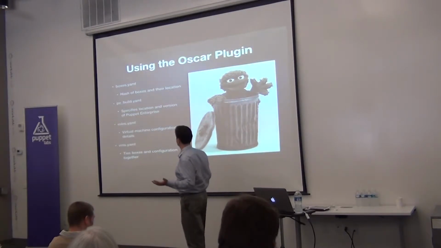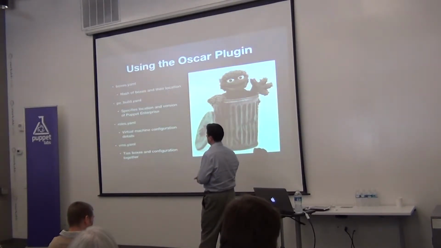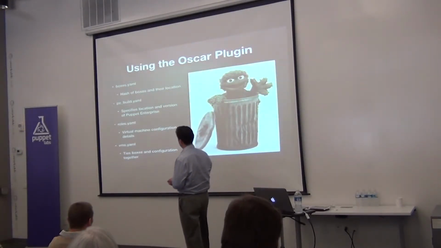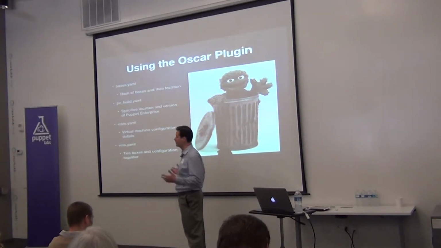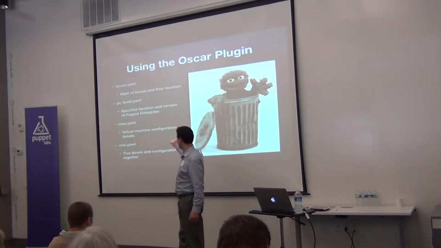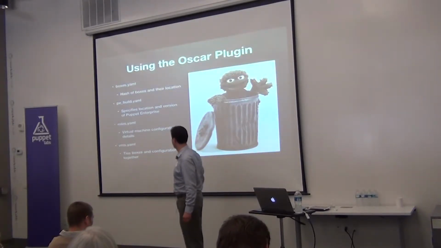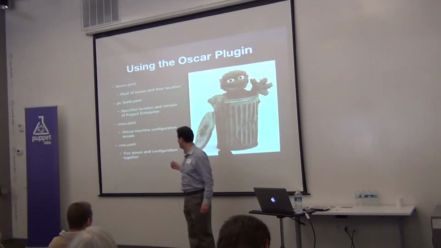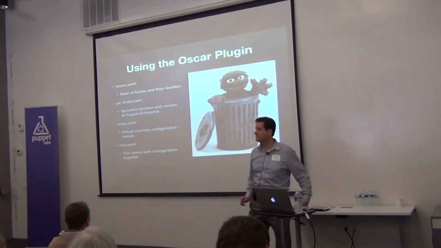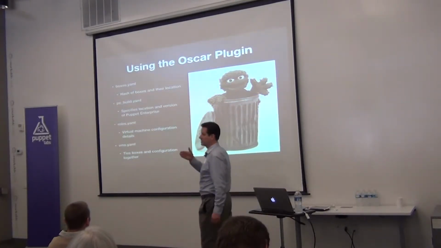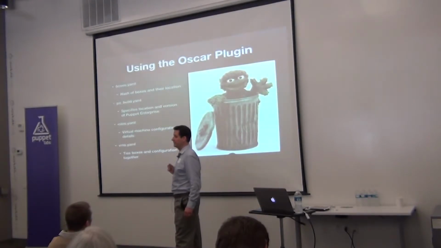Boxes is a hash of boxes and their location. The PE build YAML specifies the location and version of the Puppet Enterprise software. Roles.yaml is your virtual machine configuration details, and VMS.yaml ties boxes and configurations together. I call this kind of the glue. I'm assuming by boxes you mean Vagrant boxes. They're all Vagrant boxes, yes. Yep.